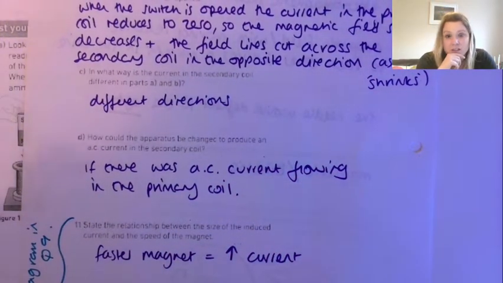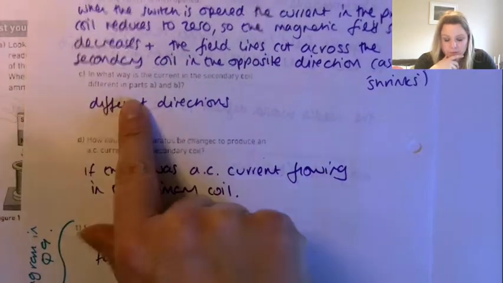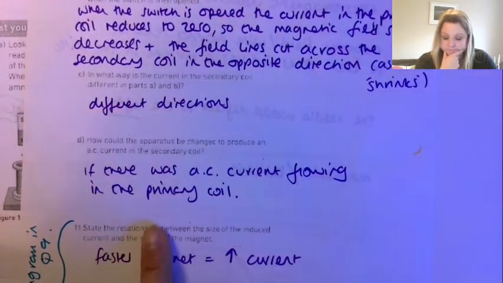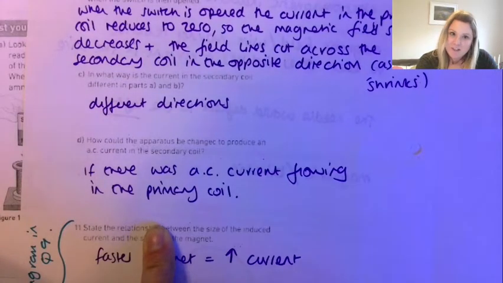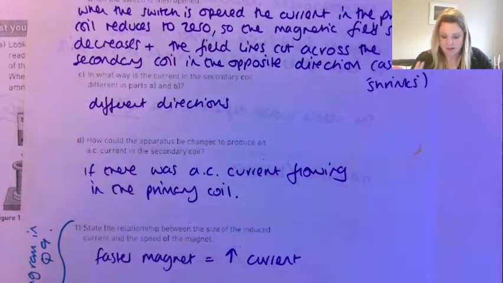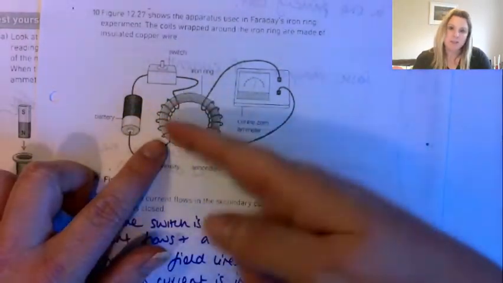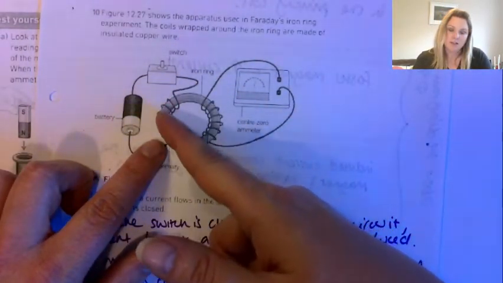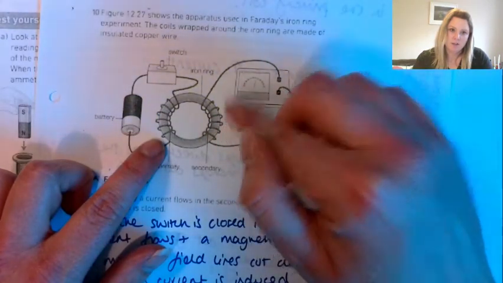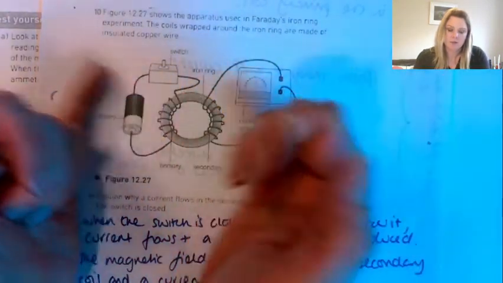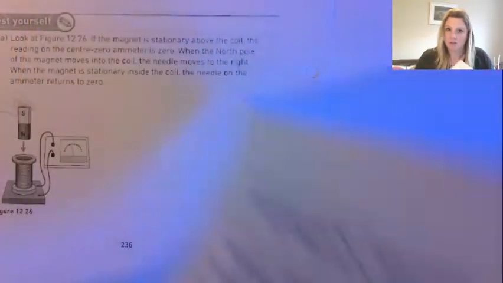It's just opposite directions. Maybe opposite would have been better there rather than different. D, how could the apparatus be changed to produce an AC current in the secondary coil? Well, if we had an AC current in the primary coil, then, if I go back here, here's our primary coil. If this was alternating current and it was always changing directions, then you're going to end up with an alternating current in there because your magnetic field line will constantly be cutting across.